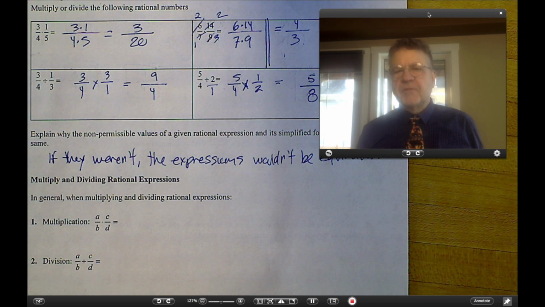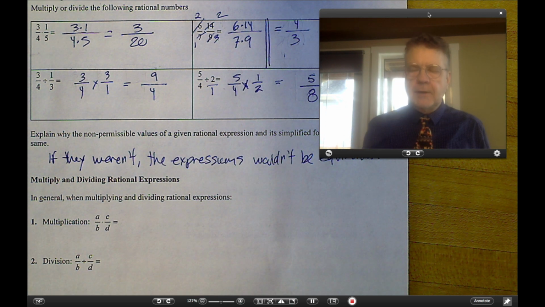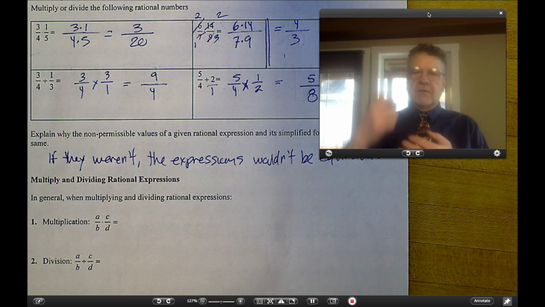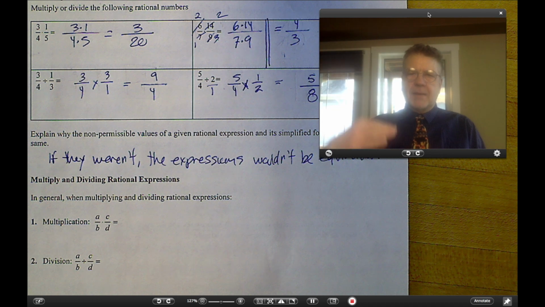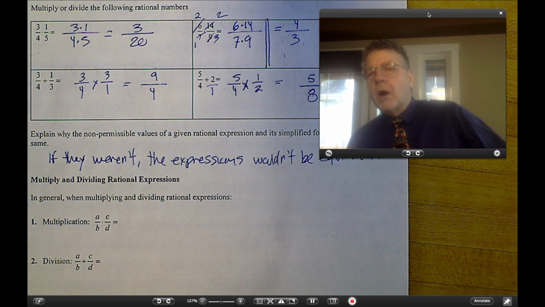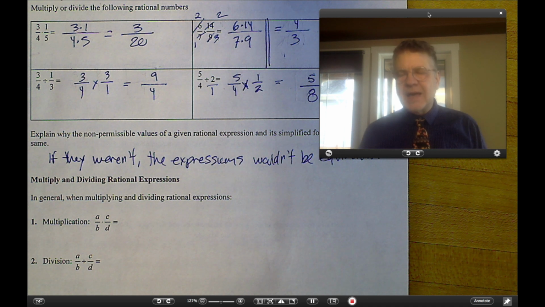If the non-permissible values of both versions of the expression did not come into play, well, then we're not talking about equivalent expressions in the first place, and you haven't simplified properly, right? So once again, when you're looking at non-permissible values or restrictions, you have to look at both the original version and every single version in between.